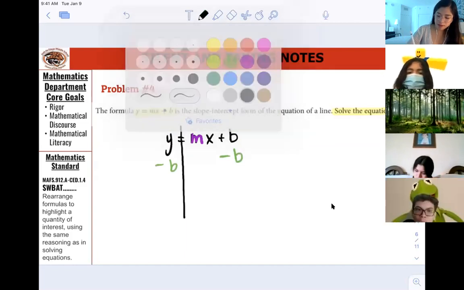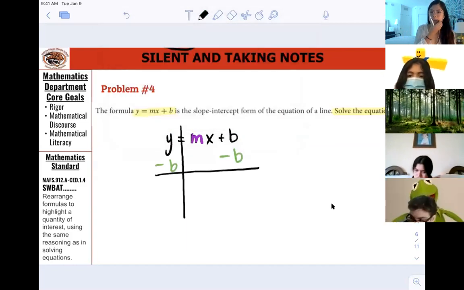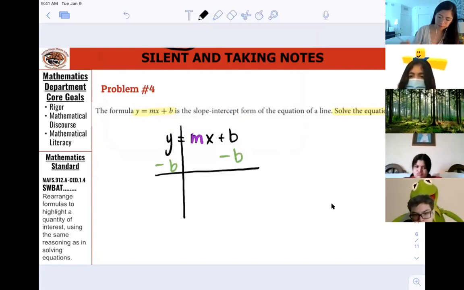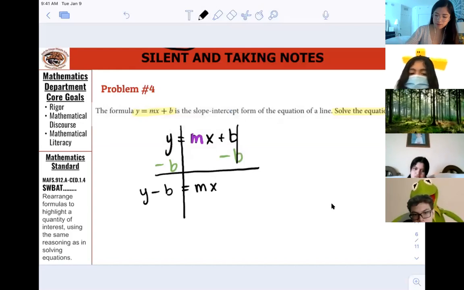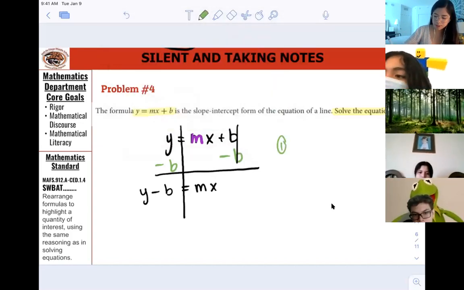And even though I'm subtracting on both sides, can I combine a y and a b? No. They're not like terms. So instead of putting them together, I'm going to keep them separate. So this is y minus b. Just like that. And then on the right side, my b's cancel out, so I'm left with mx. And this is literally just like a 2-step equation. Step 1 is the subtraction property.